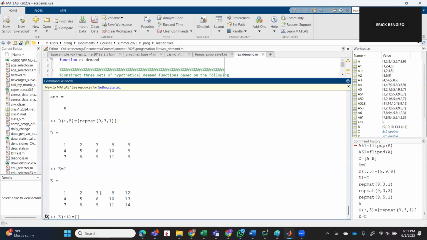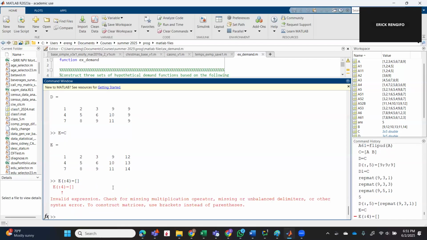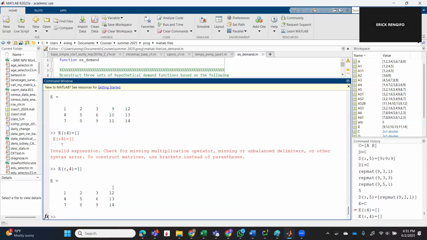So from E, I want to delete the 4th column completely. And so this is the way I do it. Oh, I forgot 1 comma. Here we go. Makes sense. Questions?